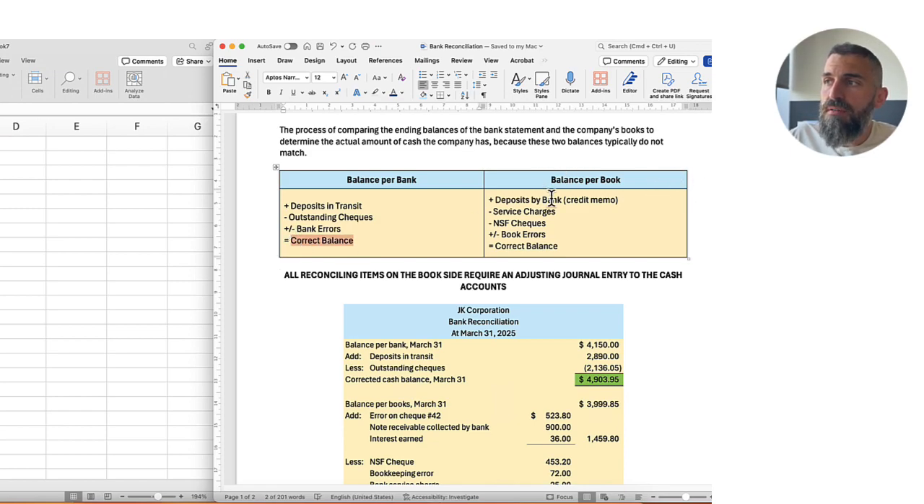On the book side, you start with your balance as per your books, which is what you think your cash balance is, and you add any deposits by the bank. So you look at your bank statement, and if the bank put any money into your account, you would want to add it to your books. Then you want to subtract any service charges. If the bank charged you any money, you look at your bank statement, you'll see it, you subtract that from your books.